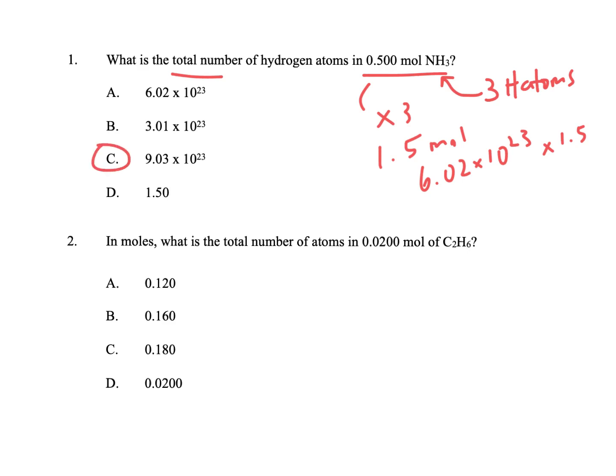Number 2, what's the total number of atoms? And we're going to express this one in moles, in 0.02 moles of C2H6. In every C2H6, there's 8 atoms. 8 atoms in every unit. So you're going to have this times 8, so you're going to have 0.16, essentially. B is the correct answer.